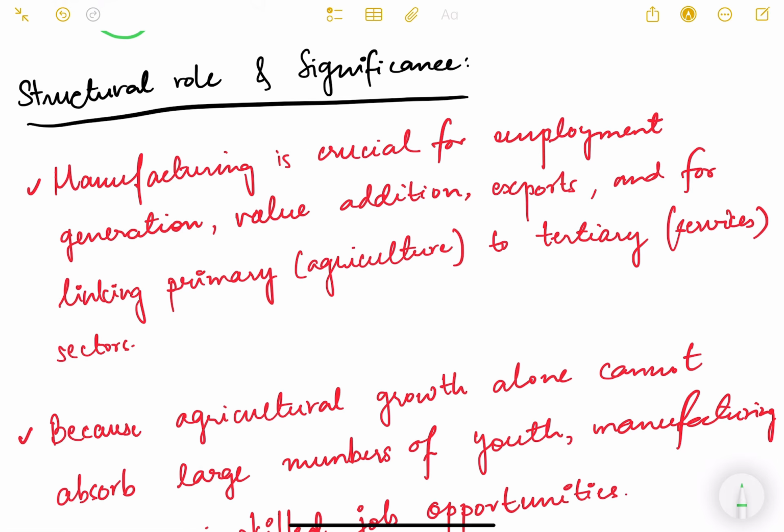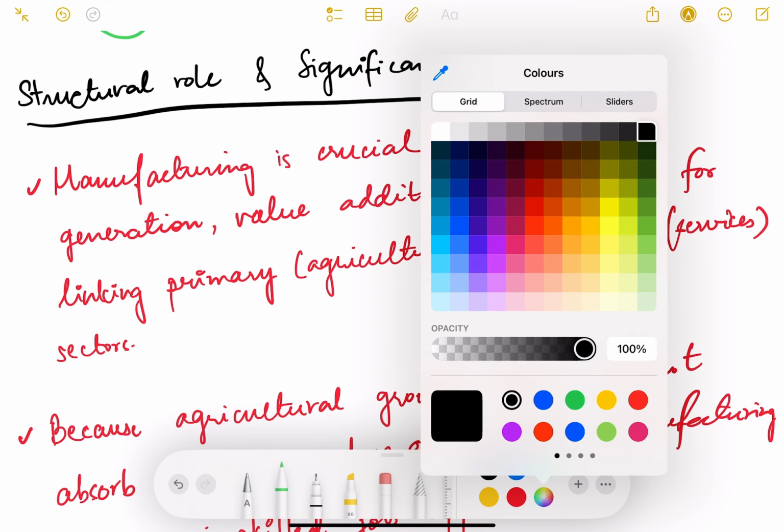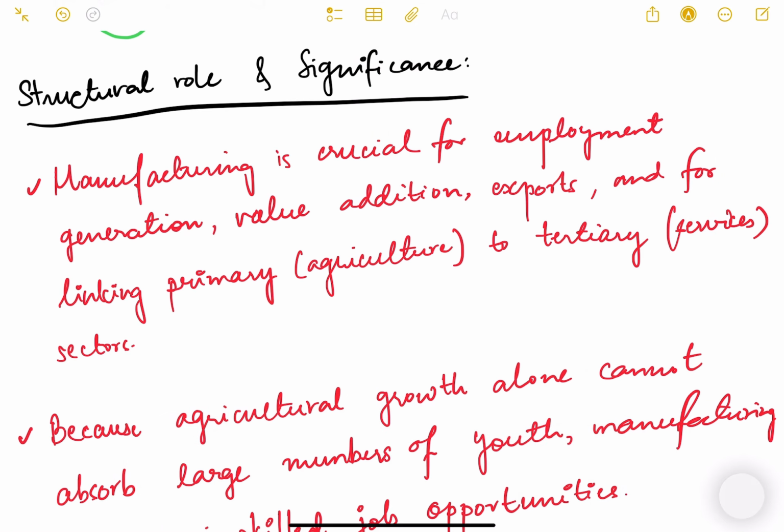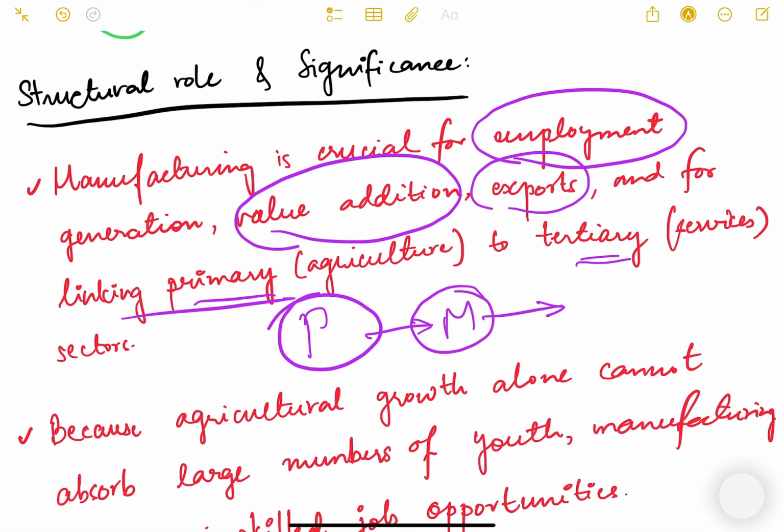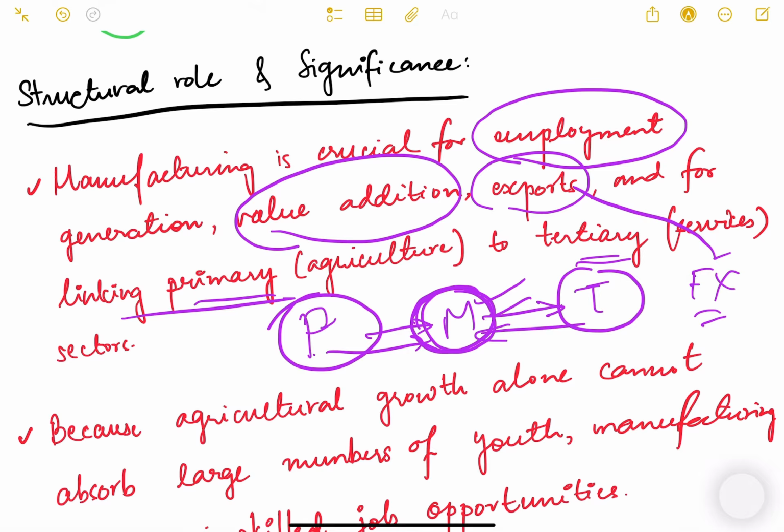Now, what is the structural role and significance of manufacturing in the economy? Manufacturing is crucial for employment generation, for value addition, exports, and for linking the primary sector to the tertiary sector. Manufacturing is the connecting link between the primary sector, which is agriculture, and the tertiary sector, and these two sectors depend on the manufacturing sector. So it is an important link in the economy. It also generates employment and helps exports, meaning we earn foreign exchange also.